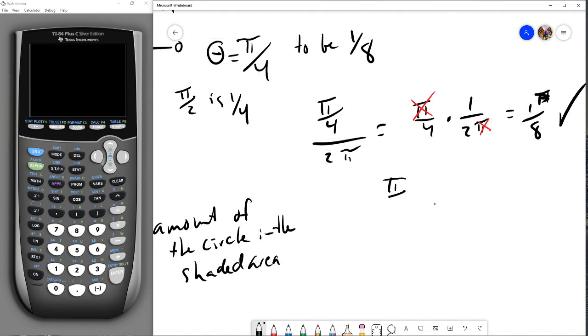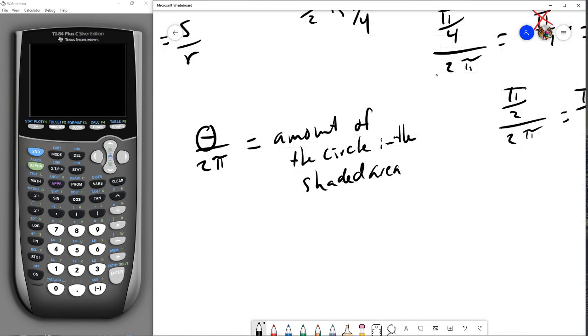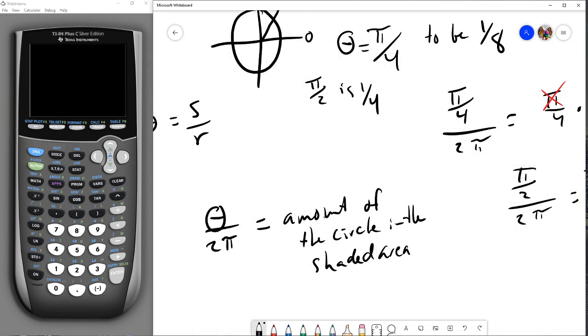And we can do the same with the pi over 2, right? So the claim is this was 1/4 of the circle. Here we can see that the pi's will cancel out again. That leaves us with 1/4, or it's 25% of the circle. So that's some justification for this claim, that the amount of the circle in the shaded region, right? So this gives us the percentage.